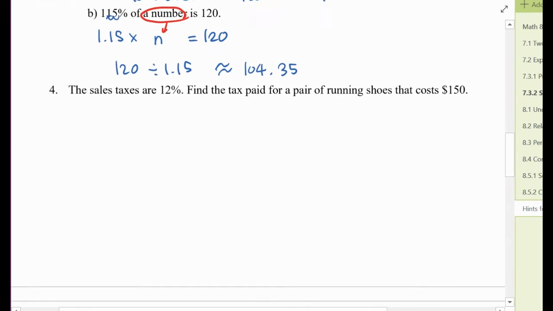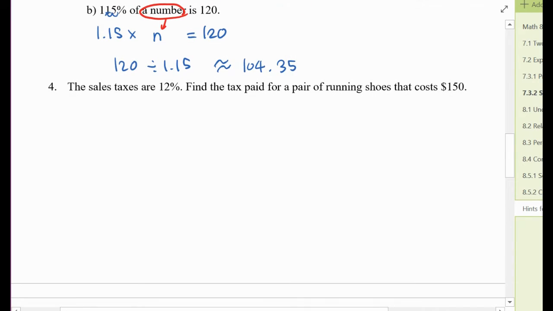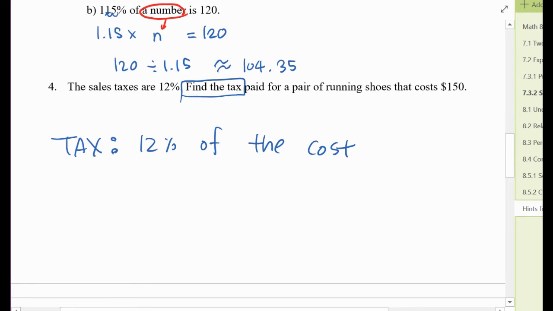Okay, next, the sales taxes are 12%. Find the tax paid for a pair of running shoes that cost $150. So we're going to find the tax. Okay, and the tax is 12% of the cost. So we're going to find the tax. Okay, so 12%, 0.12, of is multiplication. The cost is 150. Then use your calculator.